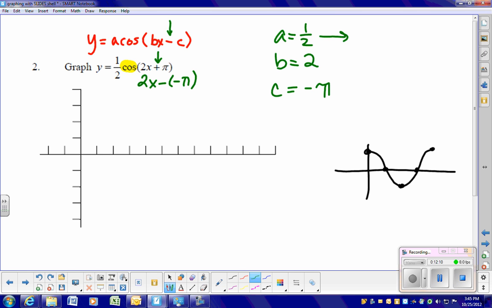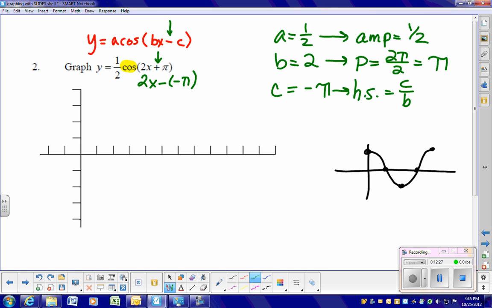The amplitude comes from A. So I know this graph has to have an amplitude of 1/2. The period is 2 pi over b, which in this case gives us a period of pi. And the horizontal shift is c over b, which in this case is negative pi over 2. See how the b is 2? What this means is my graph is going to shift to the left. The negative here indicates a slide to the left of pi over 2.